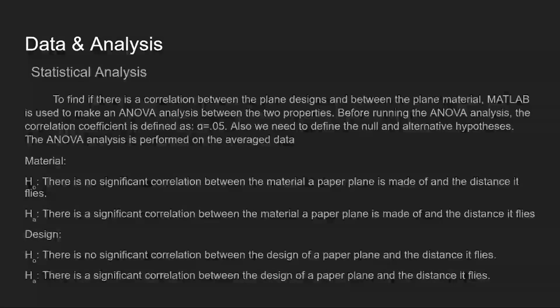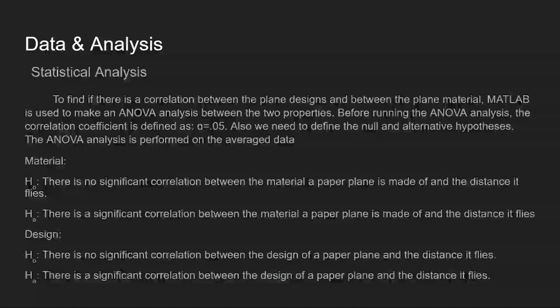To find if there's a correlation between the plane designs and the plane material, MATLAB is used to make an ANOVA analysis between the two properties. Before running the ANOVA analysis, the significance level is defined as alpha equal to 0.05. This is a common industry standard value, and also is very reasonable considering the type of test that we're doing and the threshold value that we actually measured a little bit later.